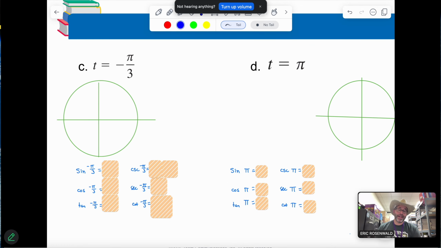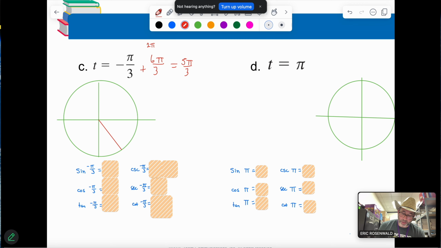When we're talking about negative angles, you can go ahead and use coterminal if you want. And what we can do is we can add 6 pi over 3, because that's equal to 2 pi. Remember, 6 divided by 3 is 2 pi. And if I do that, I'm looking at 5 pi over 3. Where we see 5 pi over 3 is right over here, and the coordinate at that spot is going to be equal to 1/2 and then negative root 3 over 2.